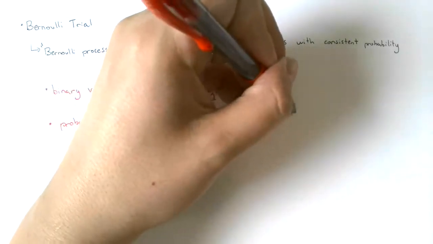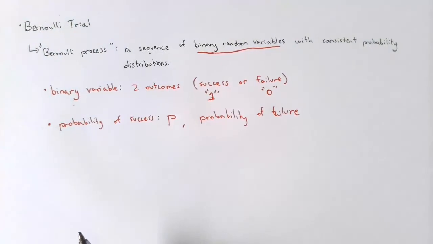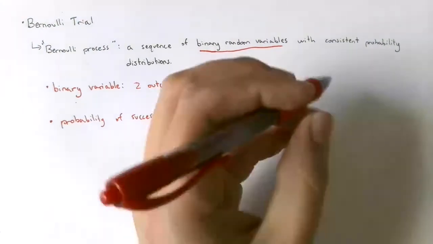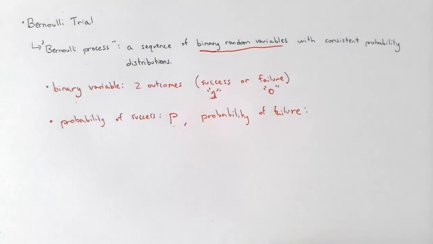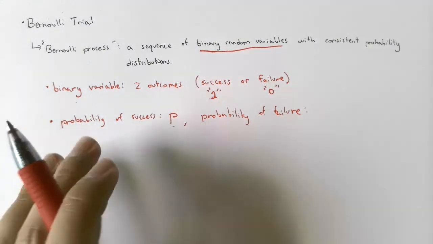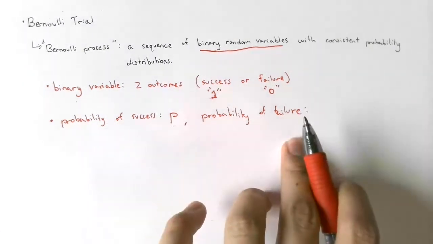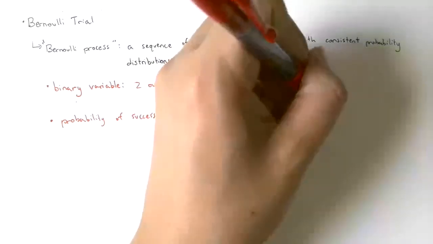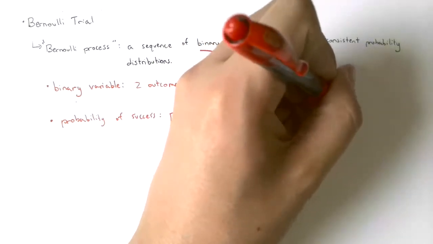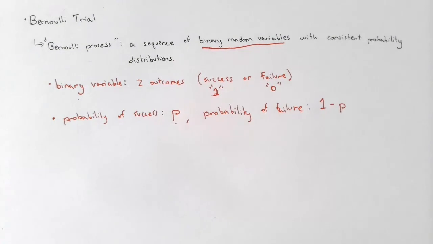Yep, 5/6. That's correct. Is there a way to generalize that so that we can write down my probability of failure as a function of P? One minus P, correct. You know that because it's only two outcomes, if you add them up, the probabilities have to add up to 1. So if success is P, that means failure will be 1 minus P. Good, that's absolutely right.